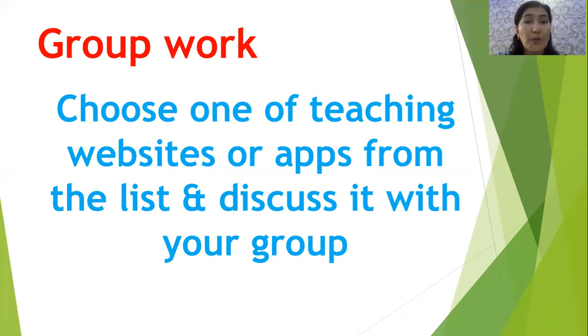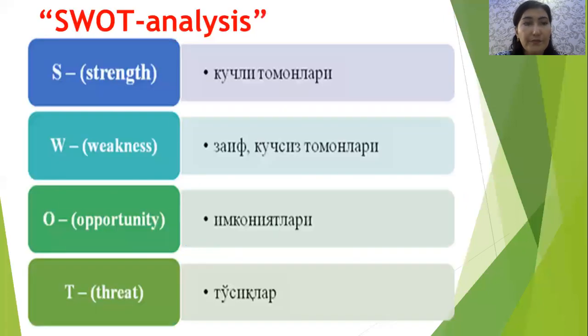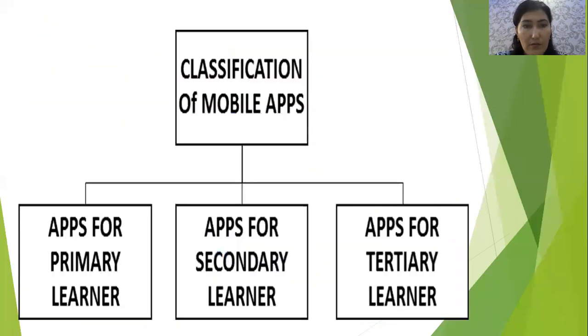Which apps or websites do you use most? Or if you are not using them, you can learn how to use these apps. We can classify these mobile apps according to the levels of your language learners. For example, apps for primary learners, apps for secondary learners, and apps for tertiary learners.